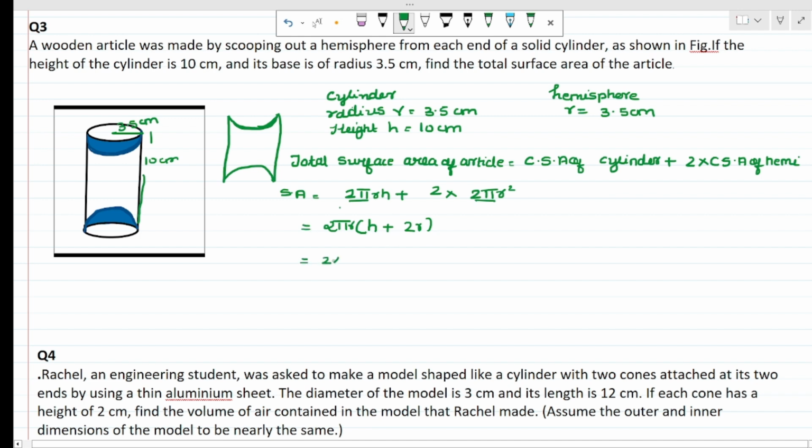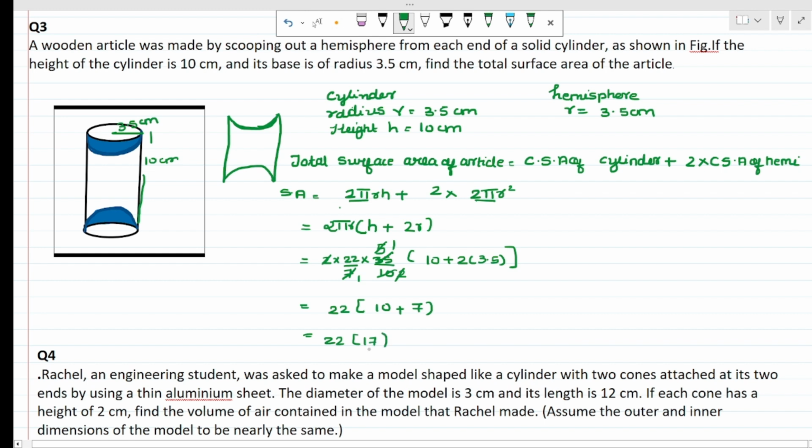Now substitute the value of pi, 22 upon 7. Your r is 3.5, so you can write it as 35 upon 10. What is your h? Your h is 10 plus 2 times 3.5. Now solve this. 7 fives are 35, 5 twos are 10, this 2 gets cancelled. So your answer will be 22 times 10 plus 2 into 3.5, that means 7, so 22 multiplied by 17.